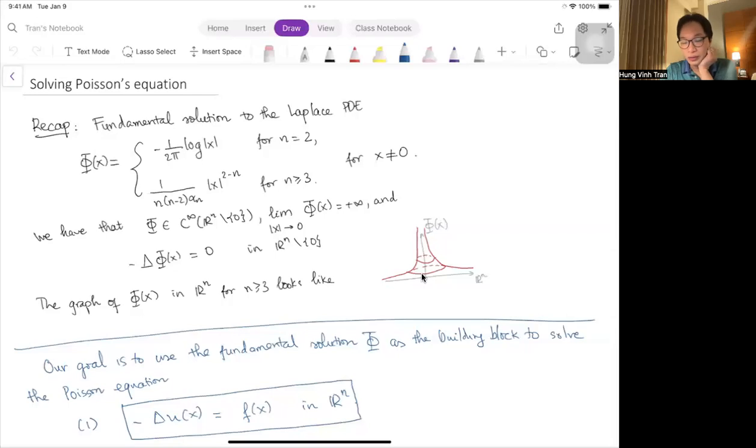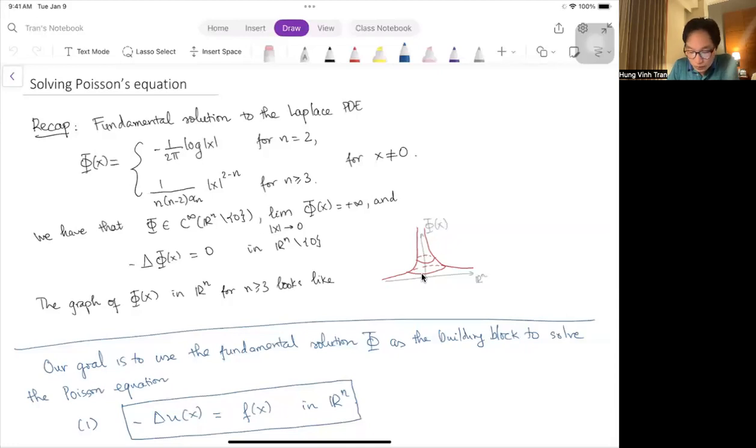Okay, so we're gonna have a lecture on solving the Poisson equation by using the fundamental solution to the Laplace equation. So now let me recall some basic facts about the fundamental solution, and then we go from there.